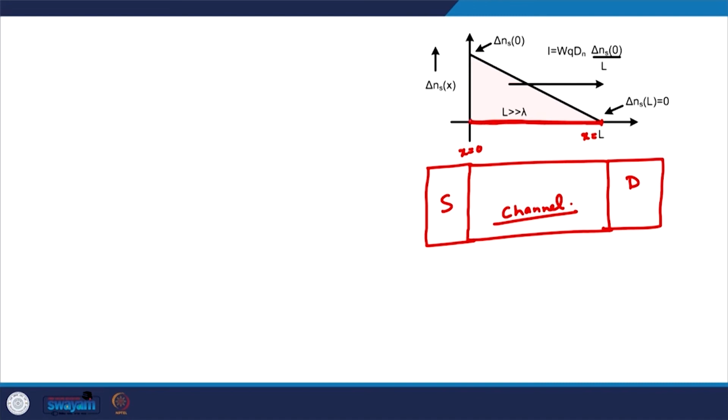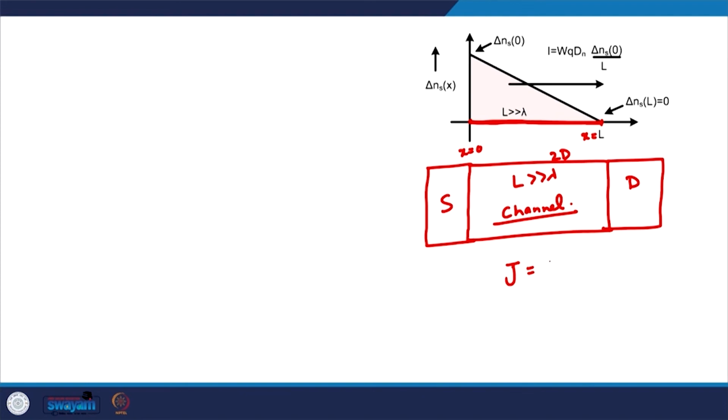Okay, which is a long channel maybe, and this L is very much greater than lambda, where lambda is the mean free path. So now in this case, when we apply Fick's law, we will see that the current density, or current per unit width, since we are taking a 2D channel. So the current density is essentially the current per unit width.